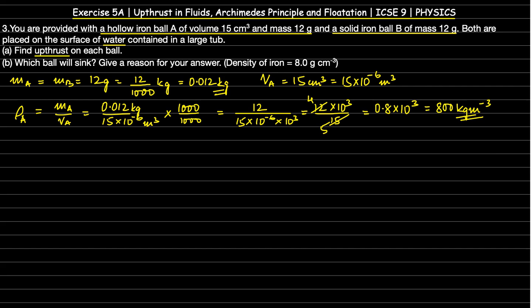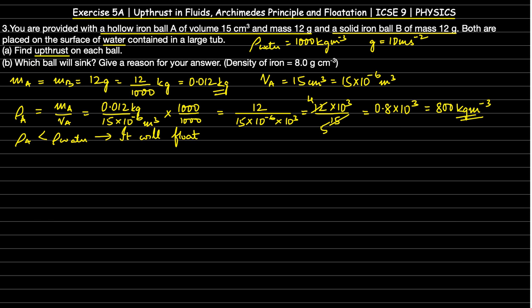Now a few general things which you are supposed to remember. Density of water is 1000 kg per meter cube, and acceleration due to gravity here should be taken as 10 meter per second square. So as we can see that density of A is less than density of water, so the result will be it will float.